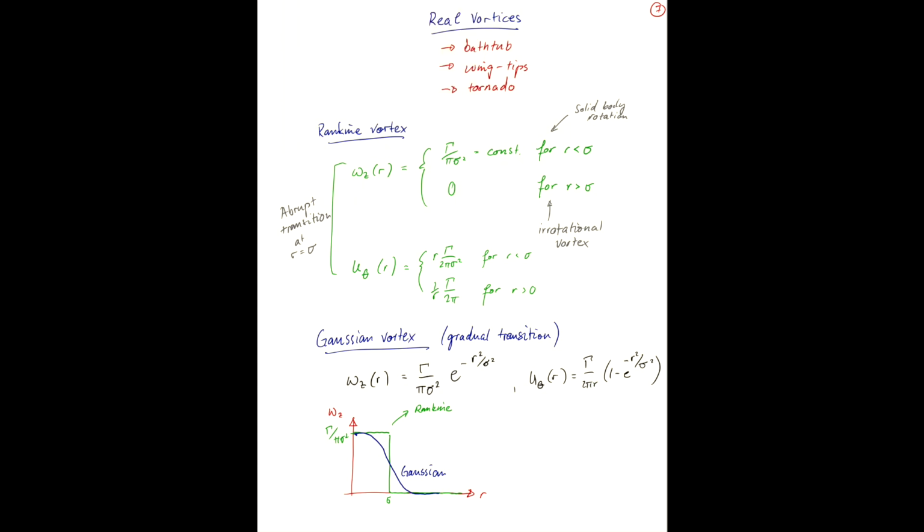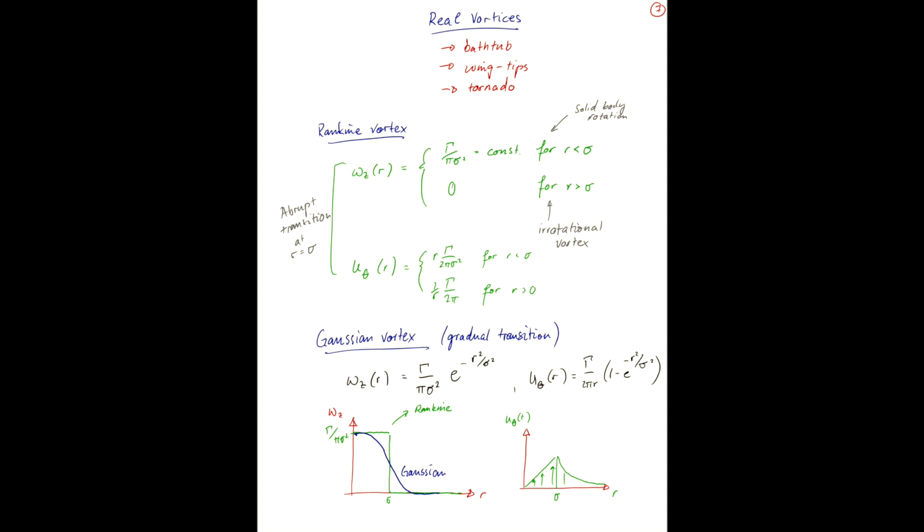Finally, if we look at the velocity fields for these two types of vortices, for the Rankine, if you look up here, u theta of r as a function of r. For the Rankine vortex, you have a linearly increasing velocity up to your point r equals sigma, and then an inversely decaying one down here.